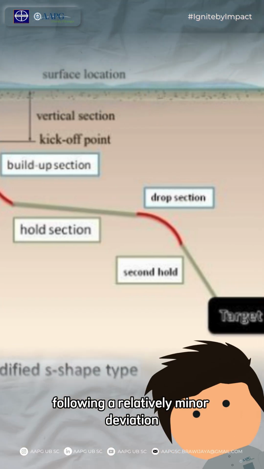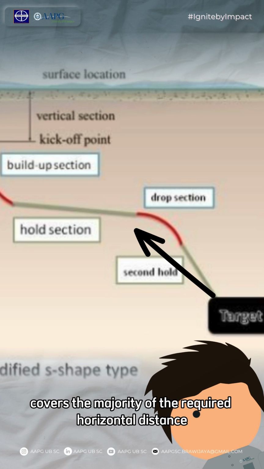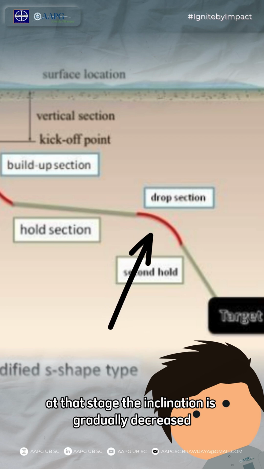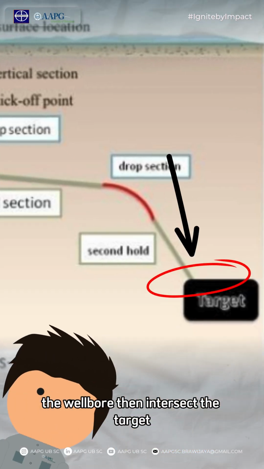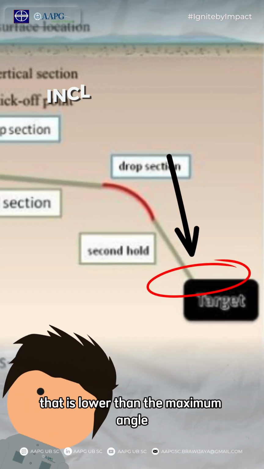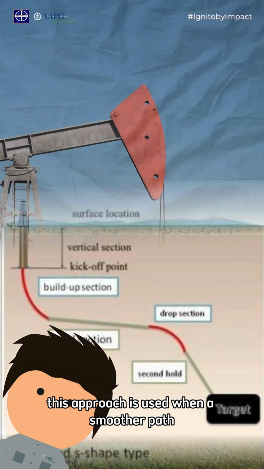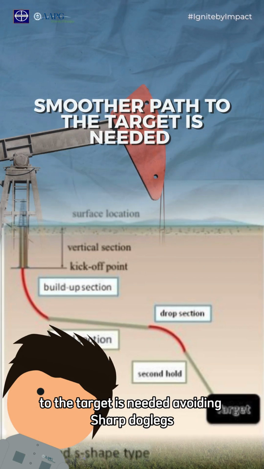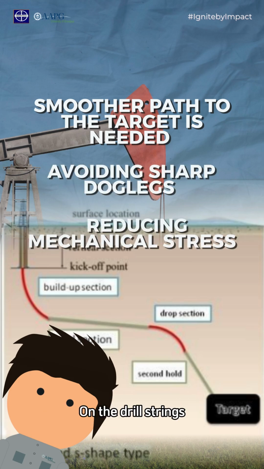Following a relatively minor deviation, the well trajectory maintains a consistent angle until it covers the majority of the required horizontal distance. At that stage, the inclination is gradually decreased to guide the well toward the target. The well will then intersect the target at an inclination angle that is lower than the maximum angle maintained during the hold section. This approach is used when a smoother path to the target is needed, avoiding sharp doglegs and reducing mechanical stress in the drill strings.